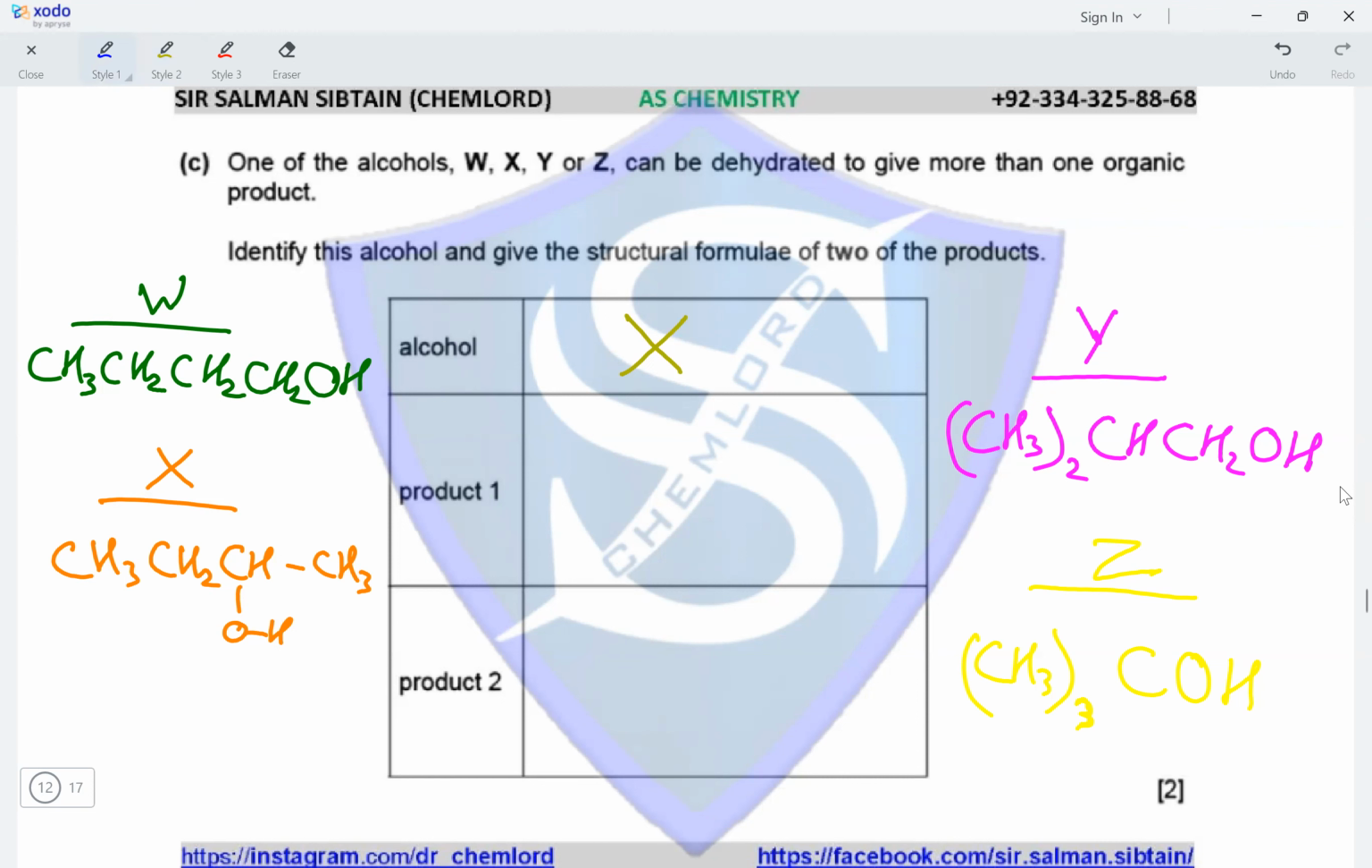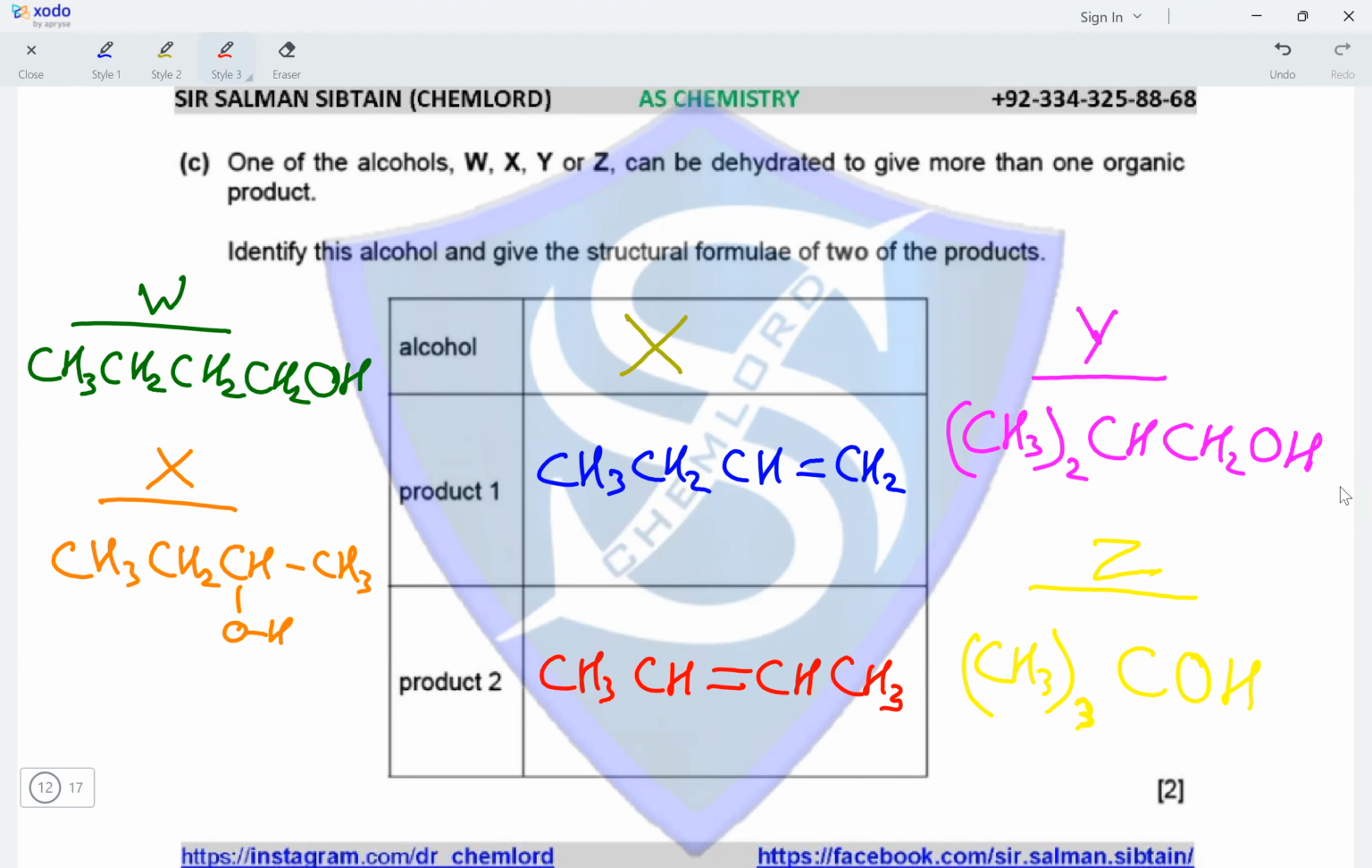So product one would be if we have CH3, CH2, then we have CH double bonded to CH2. So this is the double bond between the first and the second carbon atom. And the other product would be a CH3 group attached to a CH group, double bonded to a CH group, attached to a CH3 group. Here, the double bond is present between the second and the third carbon atom. So the names of these products would be but-1-ene as product 1 and but-2-ene as product 2.